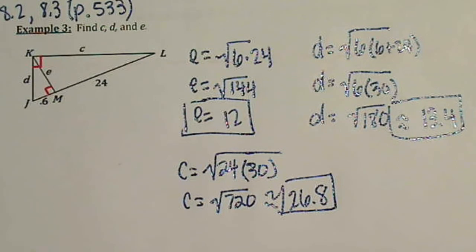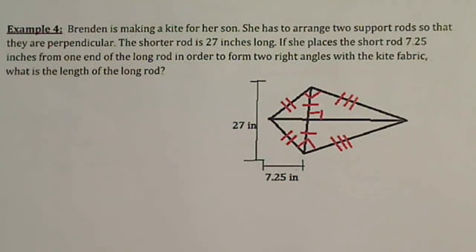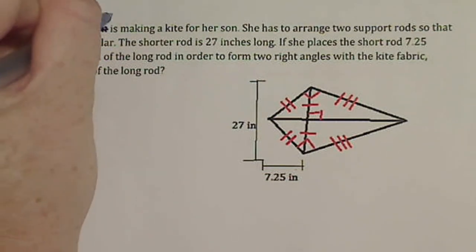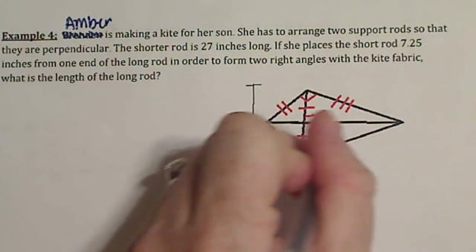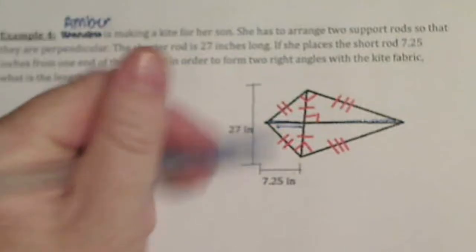Okay. Turn the page and let's look at the kite. Last example. Example 4, and I'm sorry, Brendan, I did not mean to type your name because this is about a girl. I meant to type Amber. You can make it any other name that you want. Anyways, so example 4, you want to find this whole long piece right here. We know the short piece and we know the other side.